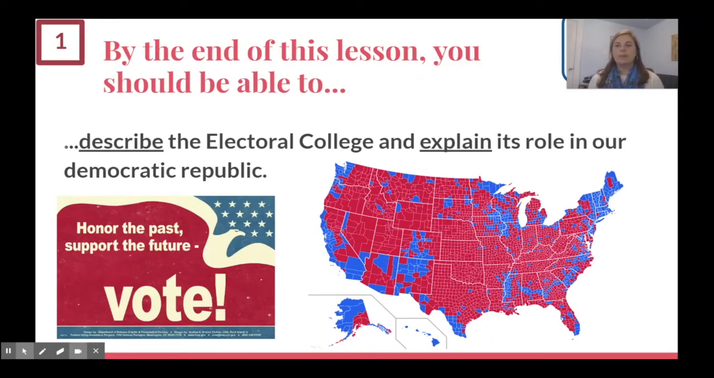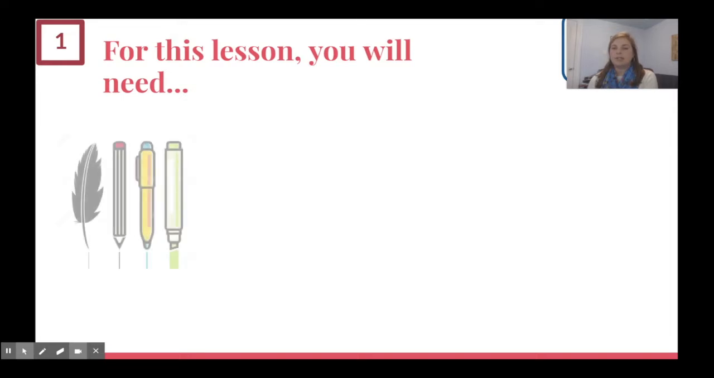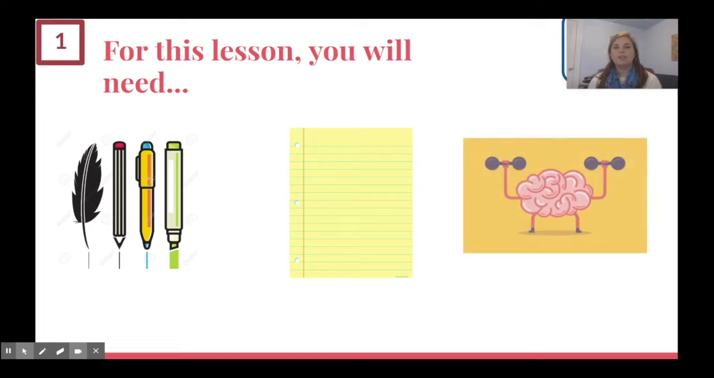So remember that our goal for this lesson is to describe the Electoral College and explain its role in our democratic republic. So we are really going to focus today on the second part of this goal. Ultimately, you are going to be deciding what you think the role of the Electoral College should be, given a list of pros and cons, and then explaining that opinion. So for this lesson, you're going to need something to write with, something to write on, and your brain power.